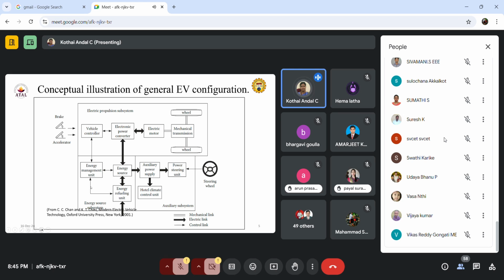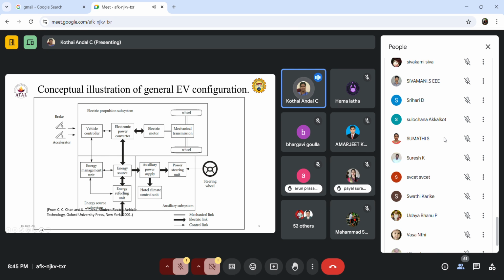Then in the battery system part, the energy source here is nothing but the battery. The battery management system, BMS, can also be directly controlled by the vehicle controller. Why we are giving the bidirectional link: how much battery is available, whether the battery is low or high, how much charge is available, what the SOC level is, that can be fed back.